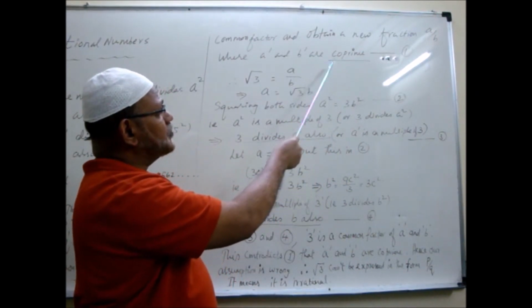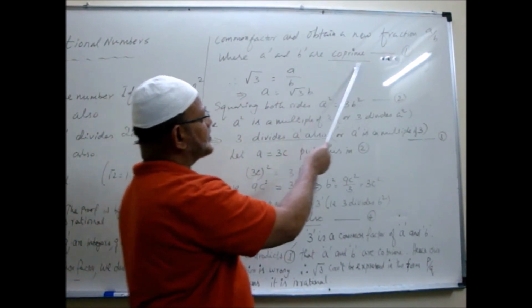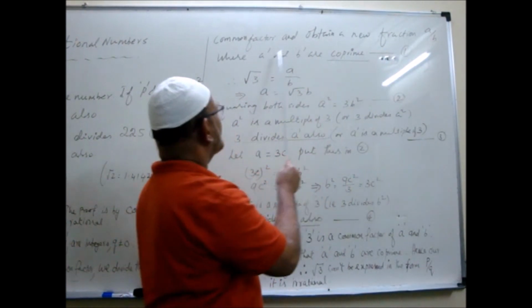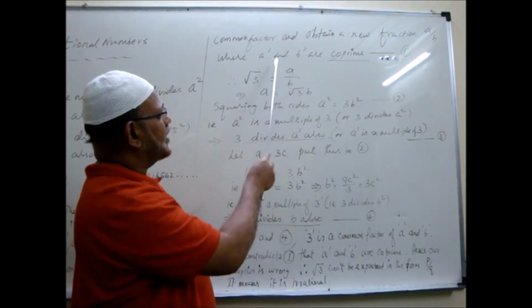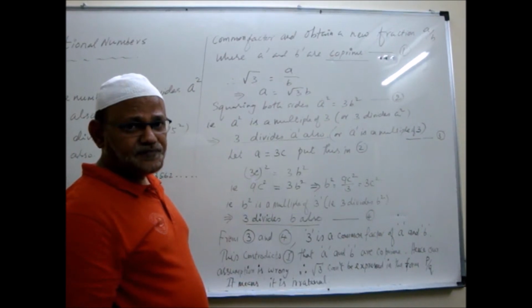Okay, so what do we have to do? Mark this statement as 1. A and b are co-prime. Root 3 is equal to a by b, where a and b are co-prime. Is that clear now? Alright.